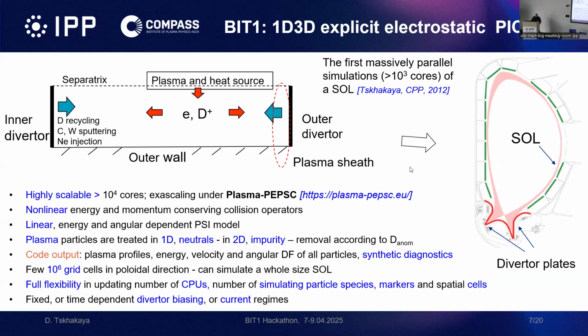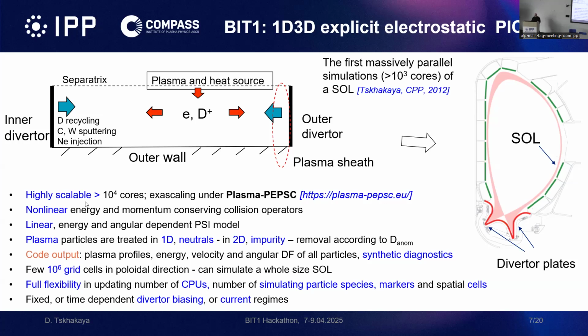BIT1 considers a 1D approximation of this, from the inner to the outer divertor, with a particle and heat source corresponding to the heat transport from, let's say, the inner plasma to the scrape-off layer. So particles are injected here, and they propagate in the scrape-off layer towards the divertor plates. When they reach the divertor plates, they initiate plasma-surface interactions, and then these injected atoms and molecules interact with the plasma, and all this is simulated by the BIT1 code.